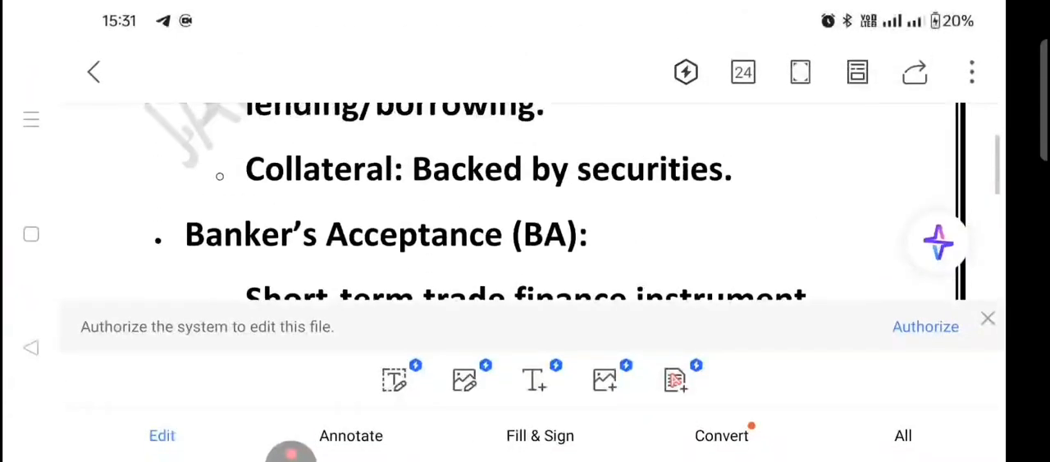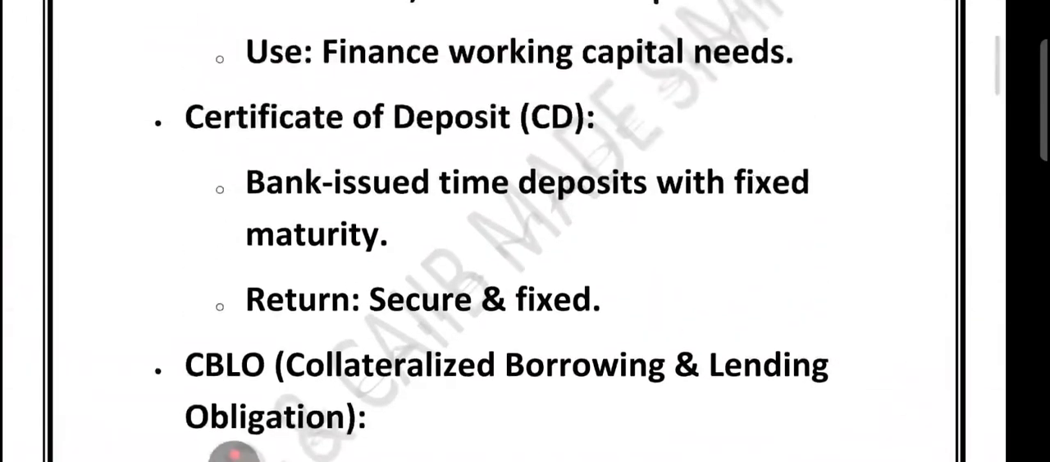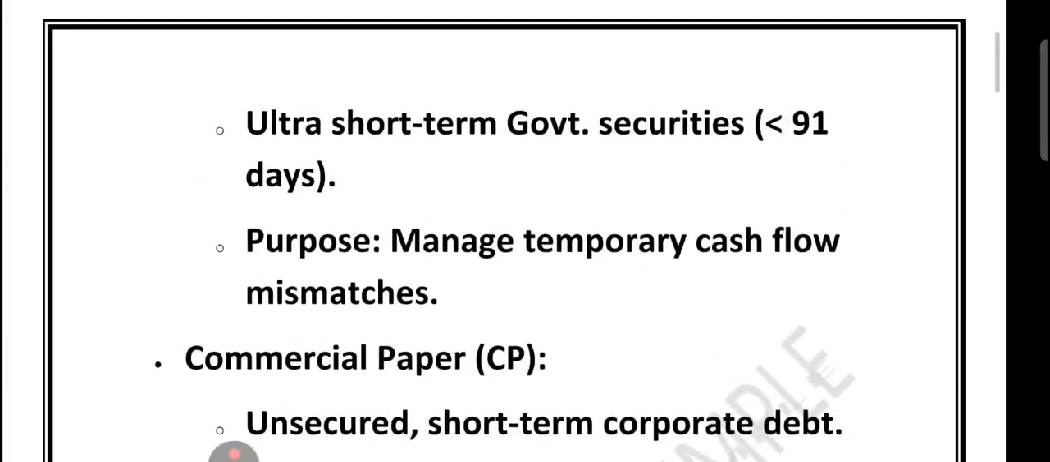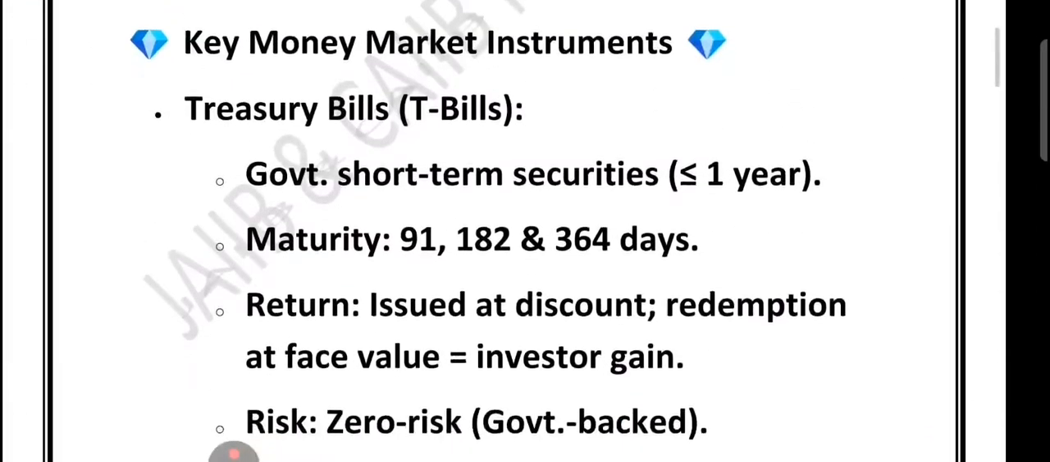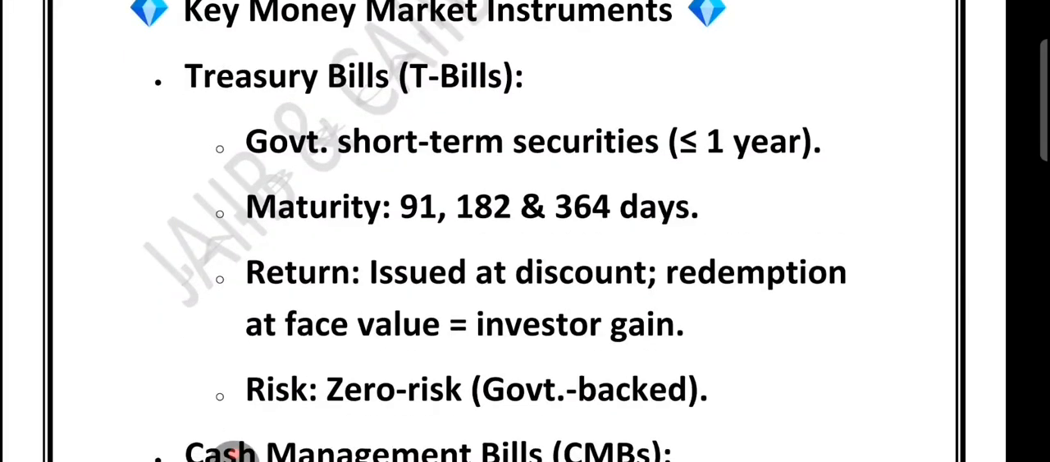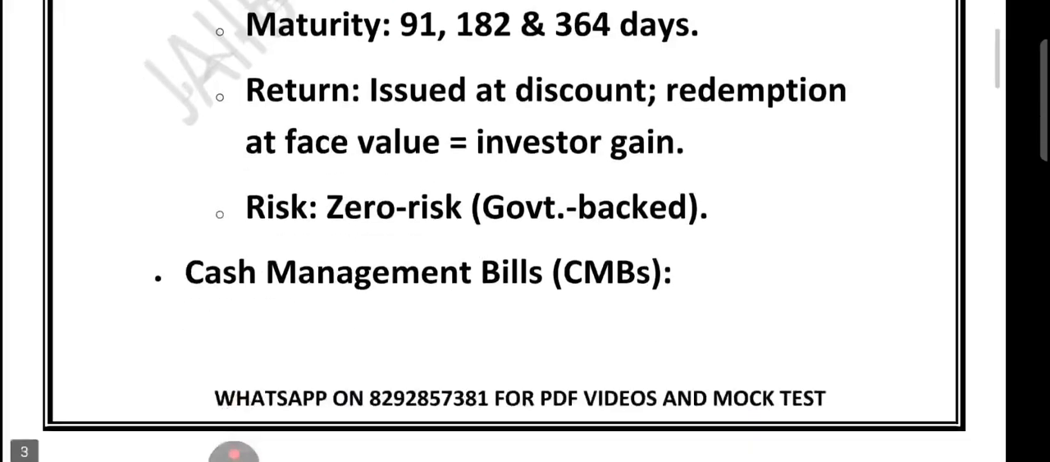So friends, let's summarize the key points which we have covered in this slide. We are talking about all the kinds of short term instruments: T-bill and CMB. They are like government securities, they are the safest option.